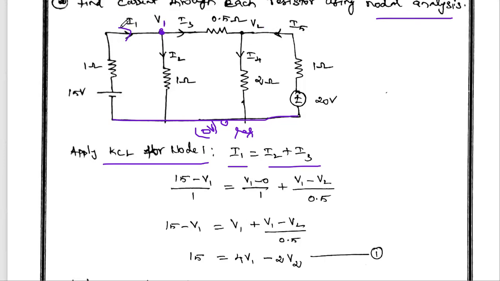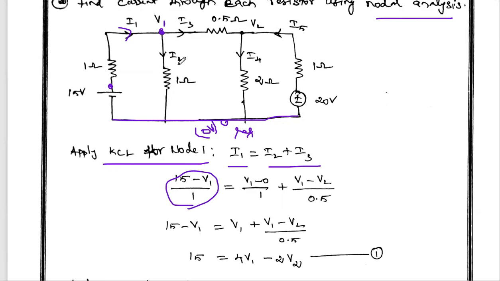So what is I1? Already you know, I1 is nothing but the current flowing through this 1 ohm resistor. So for this 1 ohm resistor, at one end, what is the voltage available? In the starting end of the 1 ohm resistor, 15 volt. In the ending end of the 1 ohm resistor, V1. So the current I1 can be written as (15 minus V1) divided by 1. This is I1.